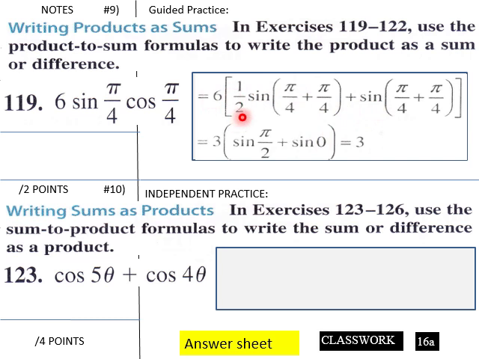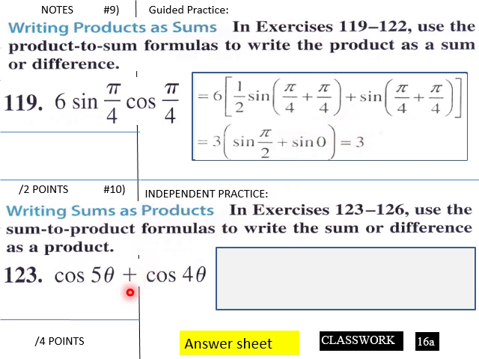What are we getting here? 1/2 of sine pi over 4, pi over 4, plus sine pi over 4, pi over 4. And then that will become 3 times sine pi over 2 plus sine 0. Oh, I see. Okay, so it'll be sine 1 plus sine 0. That will equal 3 here.